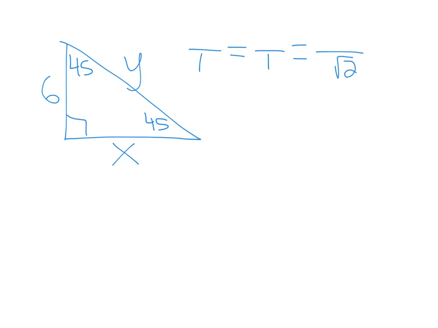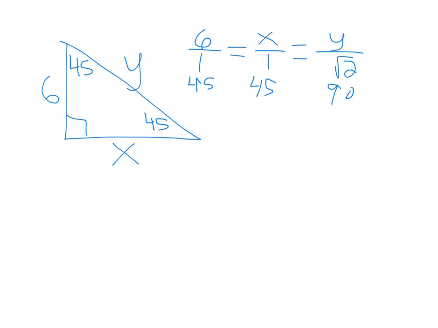So across from our 1 is our 45-degree angle, and then we have that here as well. And across from the root 2 is our 90-degree angle. Okie doke, so it's all about what angle it's across from. So across from our 45 here is a 6, so I'm going to pop a 6 up here. Across from the other 45 is an x, and across from the 90 is our y.